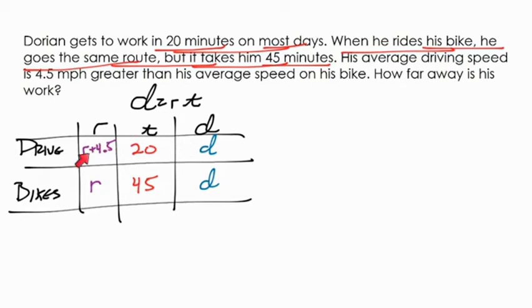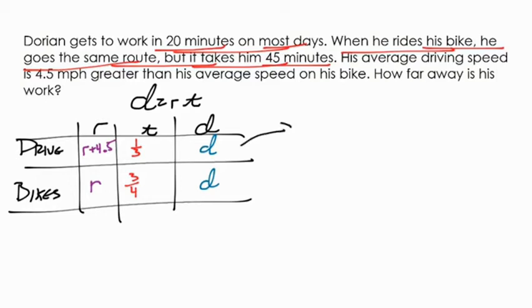Our rate is in terms of miles per hour, but notice our time is in terms of minutes. So what I'm going to do is rewrite this in terms of hours and this in terms of hours. And so hopefully you know that 20 minutes is a third of an hour, because 20 out of 60 minutes is 1/3. And 45 minutes is 3/4 of an hour, because 45 out of 60 is 3/4.